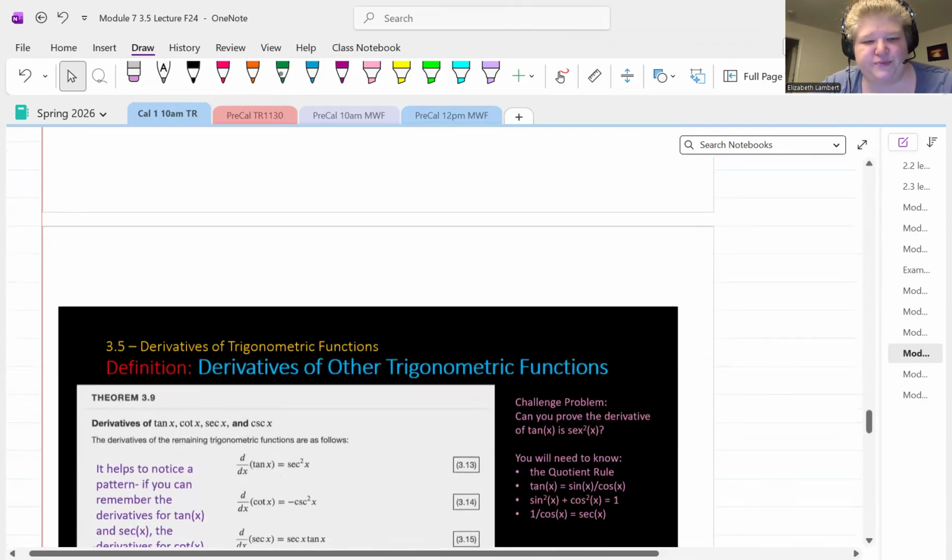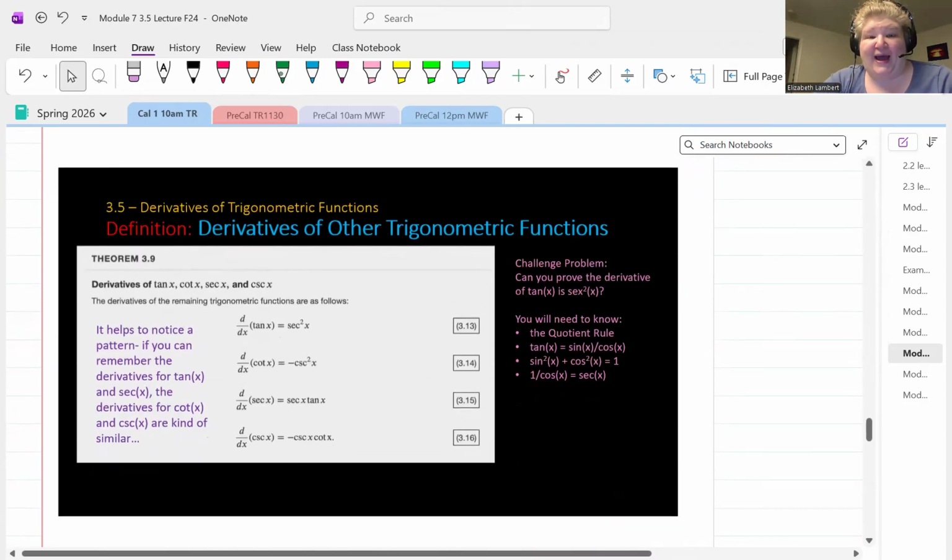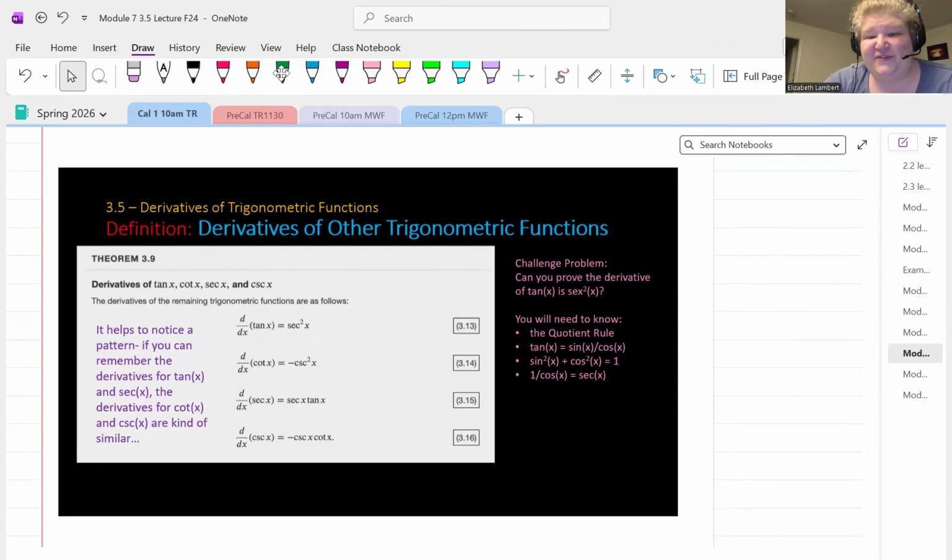So we also have the other guys. Now, the fun little fun being a relative term, I know. But challenge problem on the side. Can you prove the derivative of tangent is secant squared? Yes, you can. You will need, here's your recipe, the ingredients. You need to know the quotient rule. You need to know that tangent is sine x divided by cosine of x. You need to remember that sine squared of x plus cosine squared of x equals 1. And you need to remember the fact that 1 divided by cosine is secant.